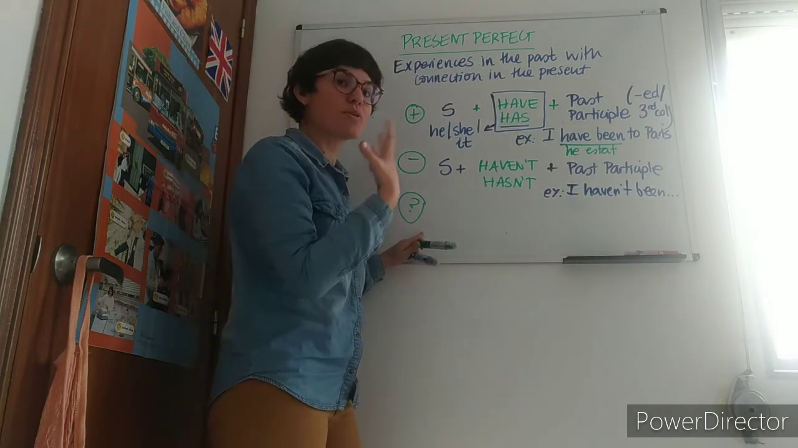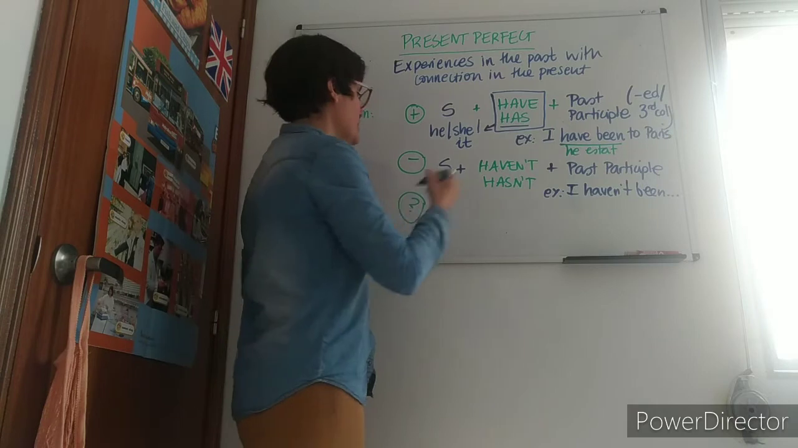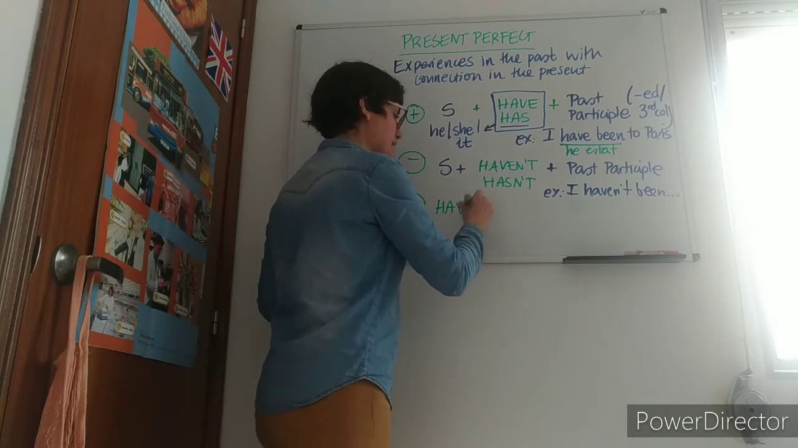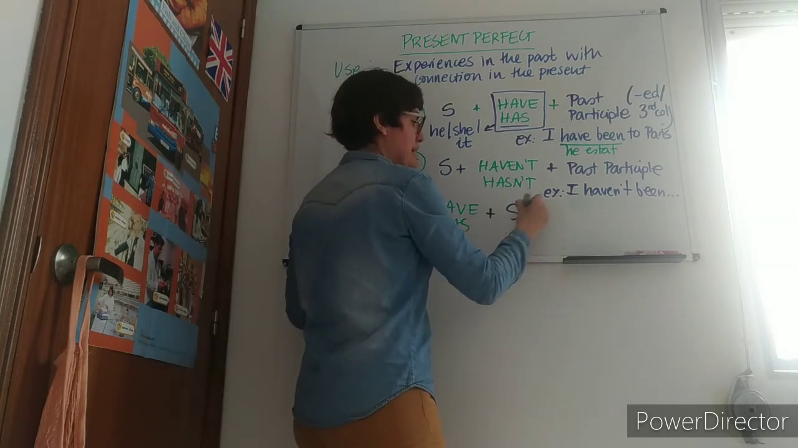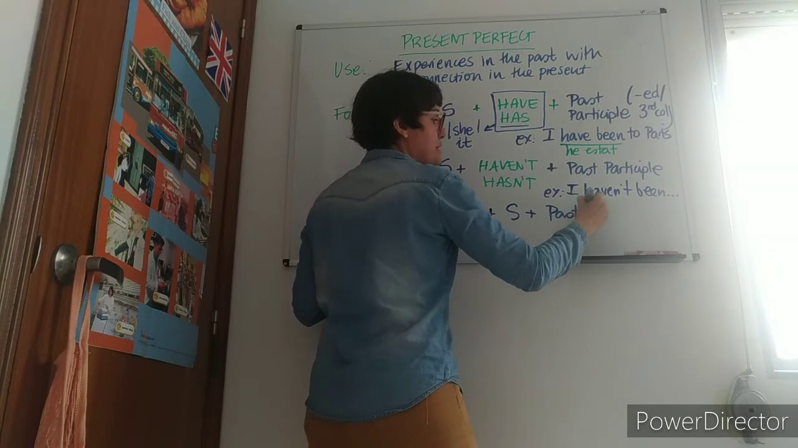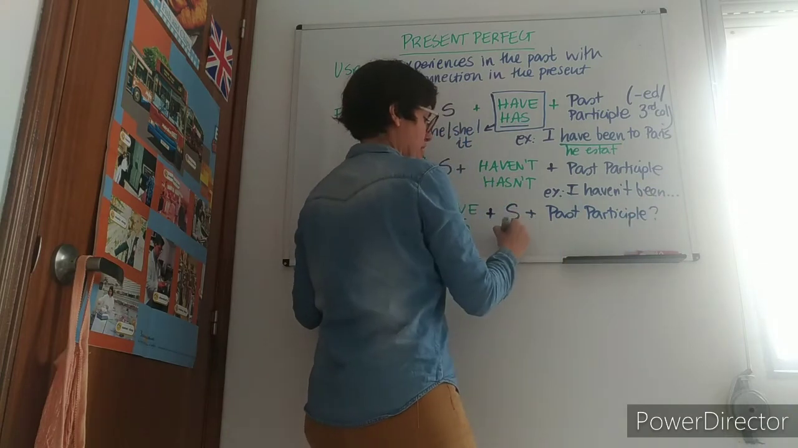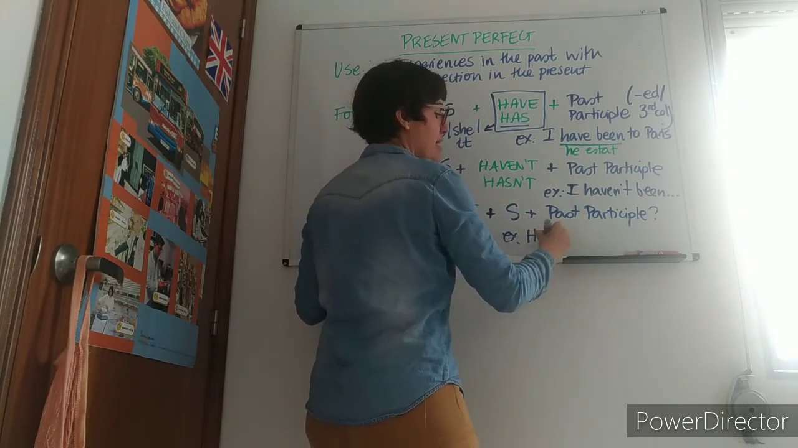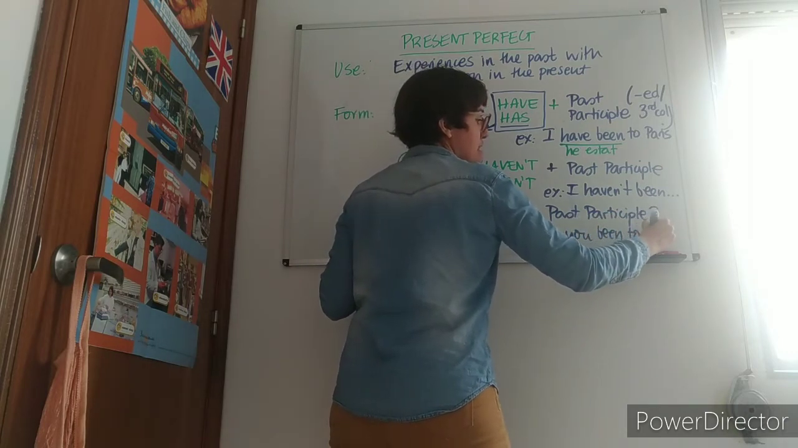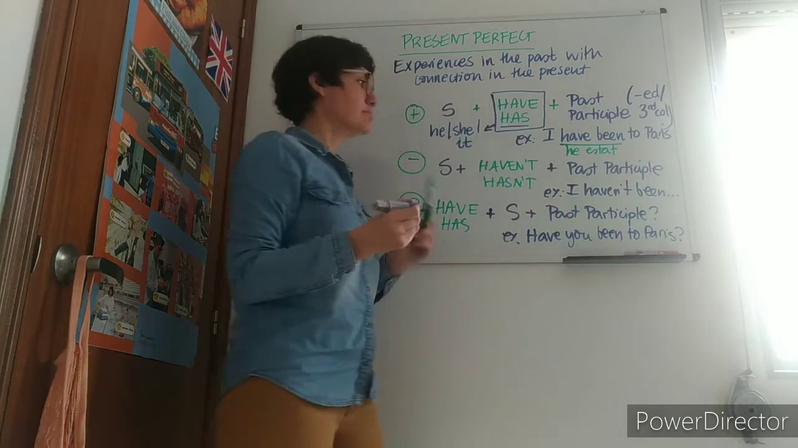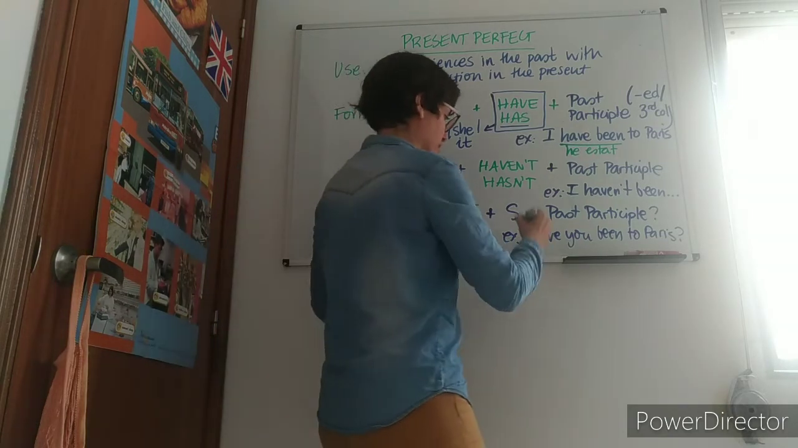And in order to ask a question using the present perfect, I would start with the auxiliary verb, have or has, at the beginning, then the subject, and then the past participle. So, for example, have you been to Paris? And in order to answer this question, I would say, yes, I have, or no, I haven't.